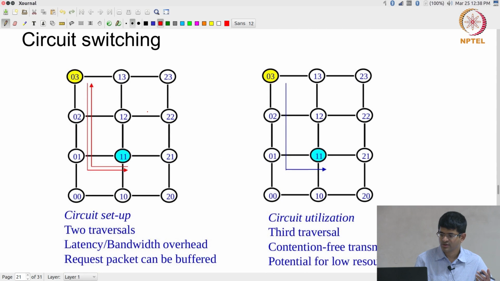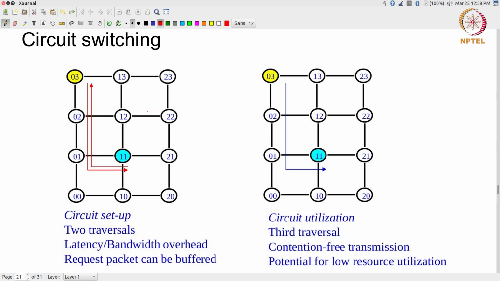What happens in circuit switching is that I am going to establish a dedicated connection between, in this case, 03 and 11. In order to establish that connection, I need to have at least two traversals. From 03, I somehow send a packet all the way up to 11 saying I want to talk to you. 11 then responds saying okay, I am free, and goes back along this line. Now everything over there, 03, 02, 01 and 11, is dedicated to this link. Nobody else is allowed to use them.